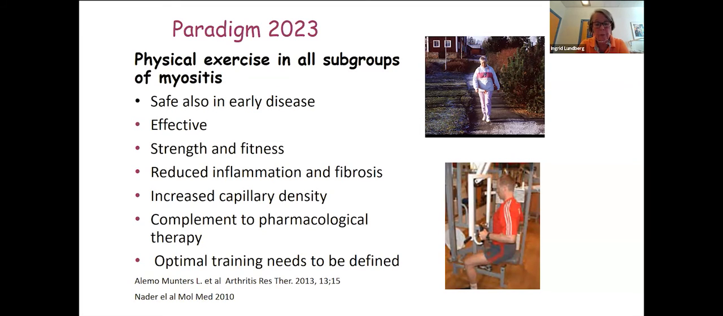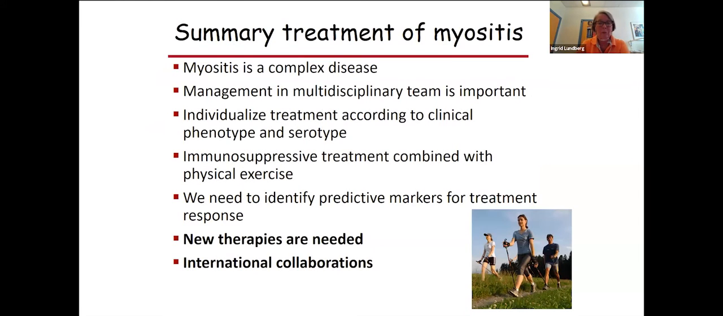But still, we don't know which is the best type of training, and we are trying to develop some experience and recommendation for this. So now to summarize treatment in myositis in an overview way, we say myositis is a complex disease, and it's important that we manage these patients in a multidisciplinary team. And I think we should move towards individualized treatment according to clinical phenotype and serotype. And it's important that immunosuppressive treatment is combined with physical exercise.